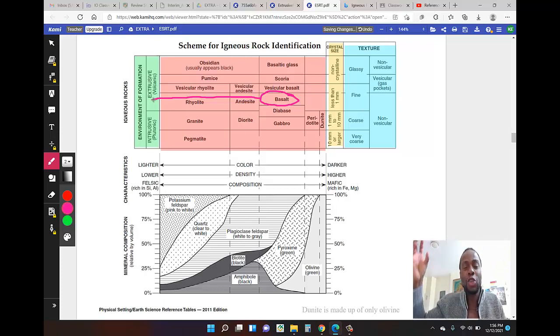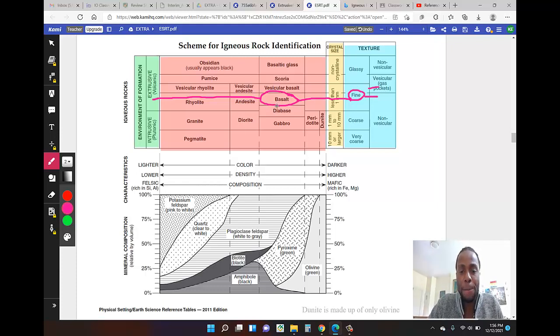So as a result of making it to the Earth's surface, it cooled down really fast. As a result of that fast cooling, it didn't have enough time to grow crystals, to have big crystals. So as a result, it has a very fine texture, all right? And then it can be vesicular. At the same time, it may not be vesicular as well.